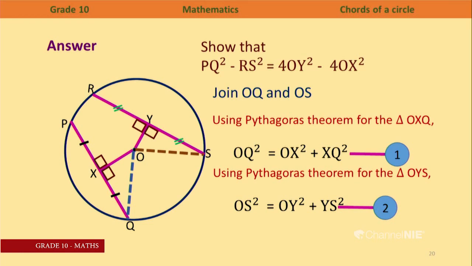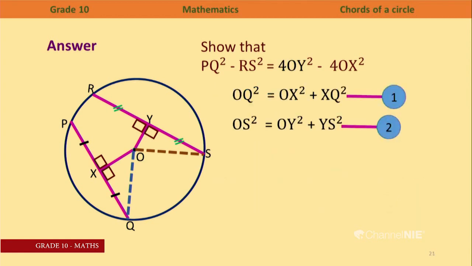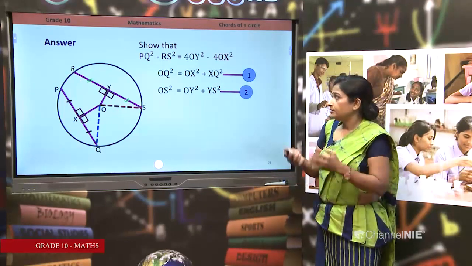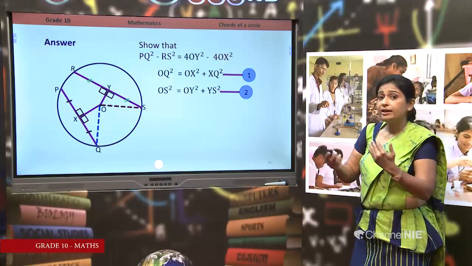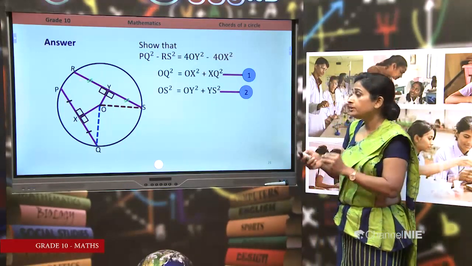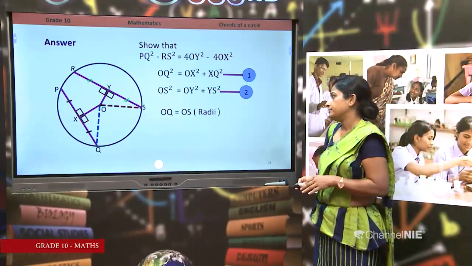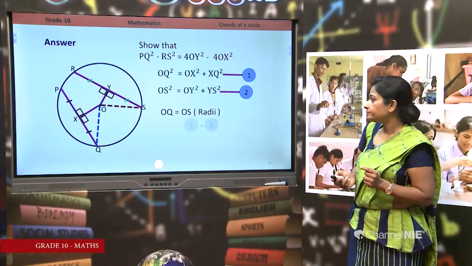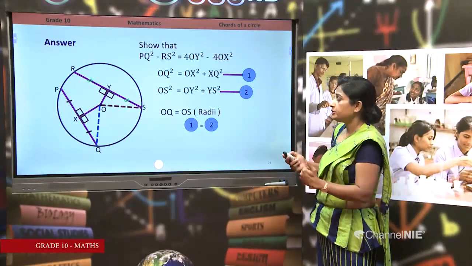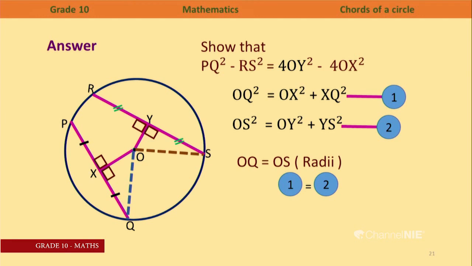Here I am going to make a relationship using these two equations. OQ and OS, what can you say about them? They are the radii of this circle. So, the squares of OQ and OS are also equal. So, equation number 1 and equation number 2 are equal, because OQ and OS as radii are equal. Then we can build up the new relationship using the right hand sides of these two equations. What is that? OX squared plus XQ squared equals OY squared plus YS squared. So, this is the new relationship.